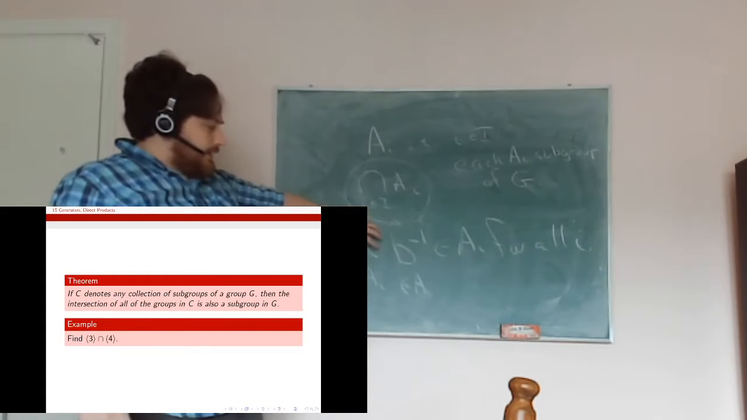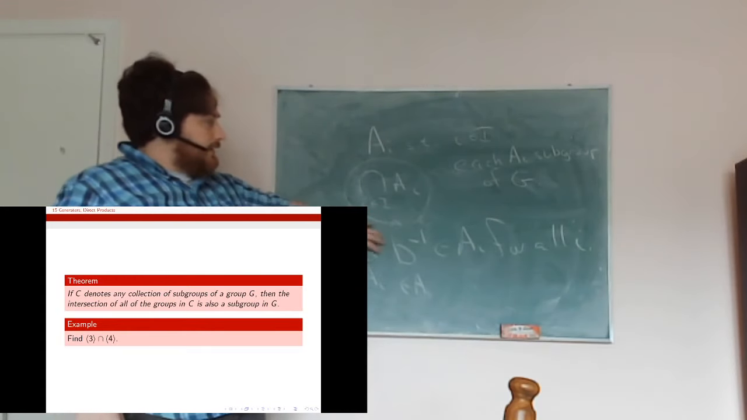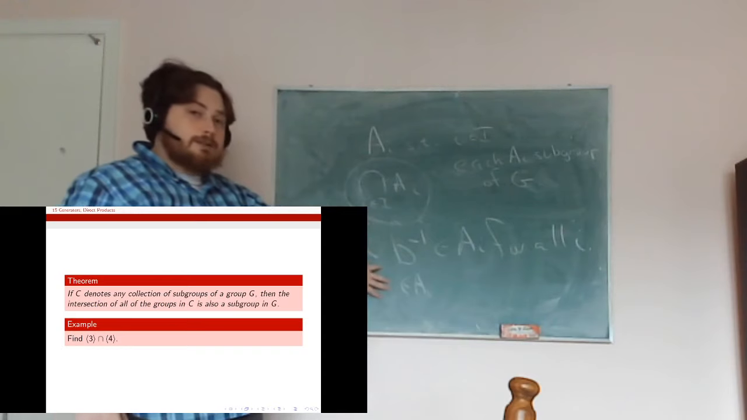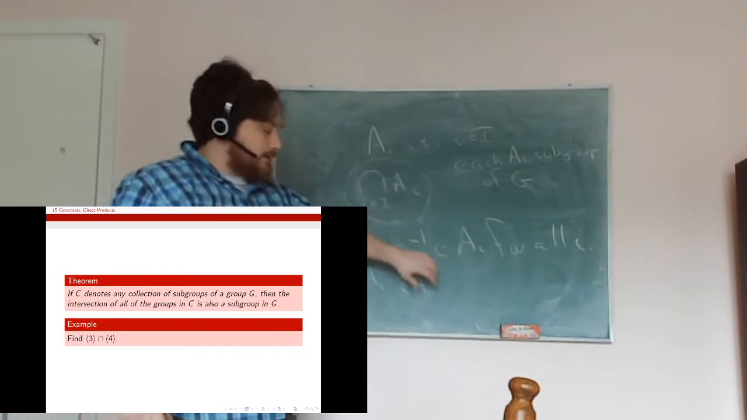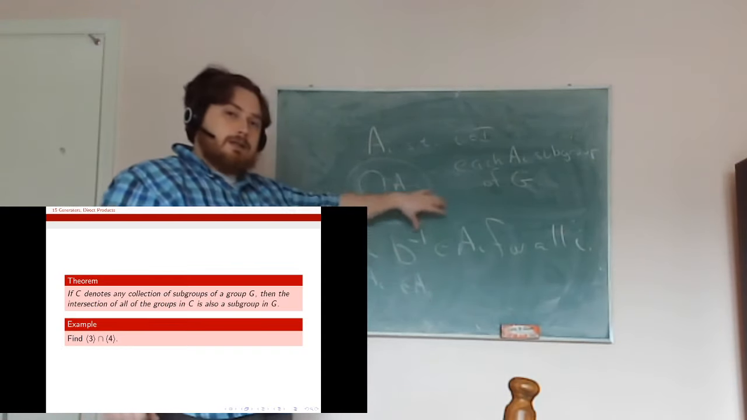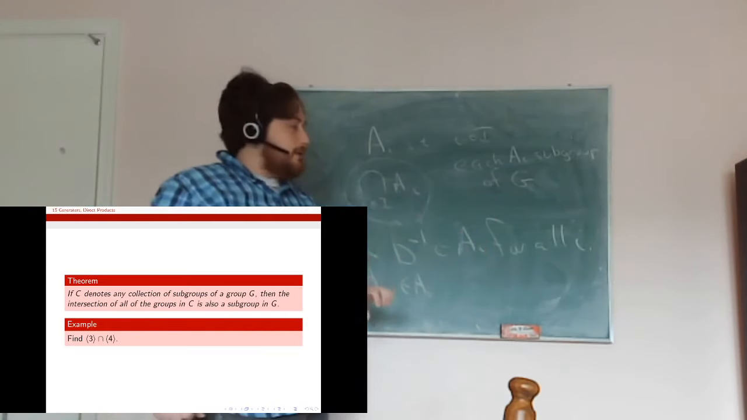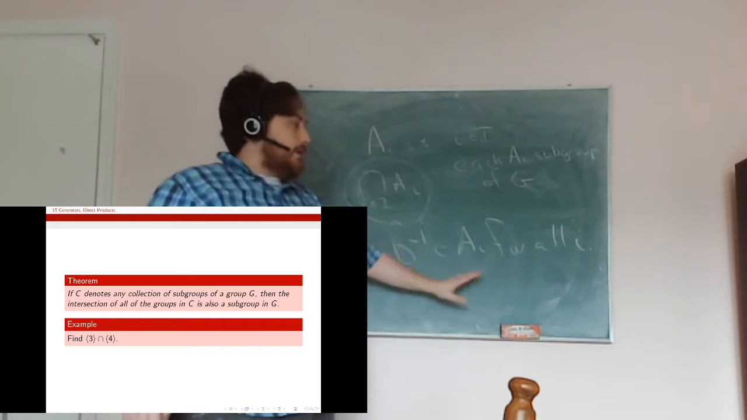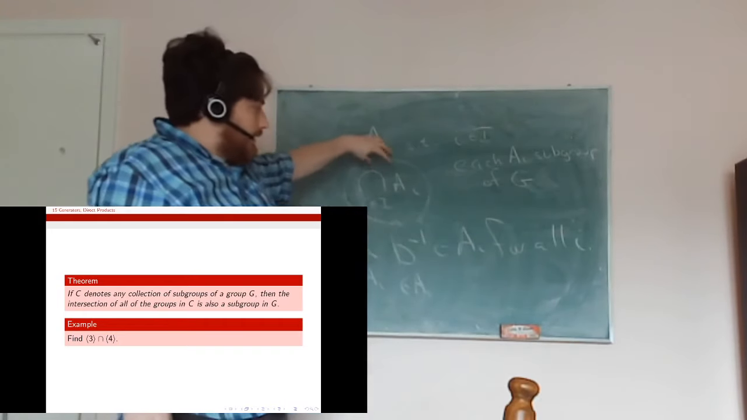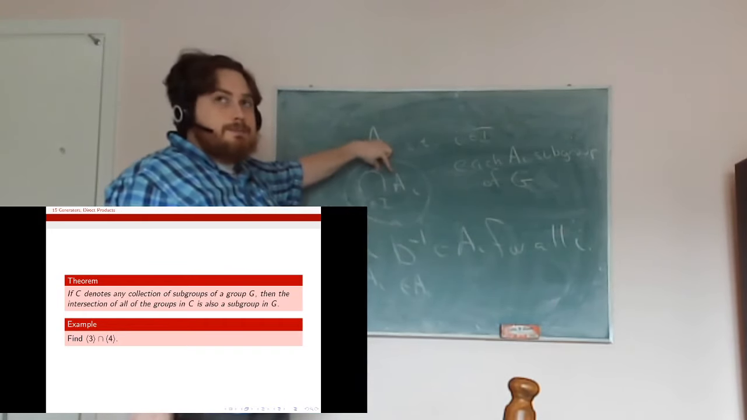That is, I know a is in the intersection, so it has to be in each of the A sub i's. b is in the intersection, so it's in each of the A sub i's. Therefore, ab inverse is in A sub i for each of the A sub i's. So ab inverse is in there for all i. Therefore, it has to be in the intersection.